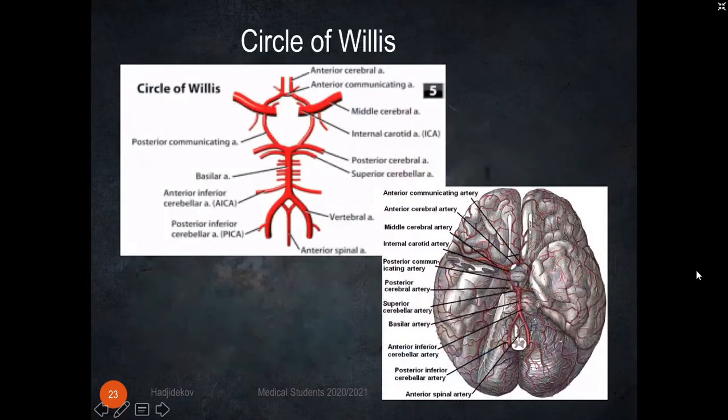In the circle of Willis, we have a connection between the anterior vascular supply of the brain and the posterior vascular supply of the brain. The connection is performed via the posterior communicating artery, which connects the middle cerebral artery and the internal carotid artery with the posterior cerebral arteries, or the basilar. This is the basilar artery. This circle of Willis is very important because if we have unilateral obstruction at one level, we will have a blood supply from the contralateral part of the brain.